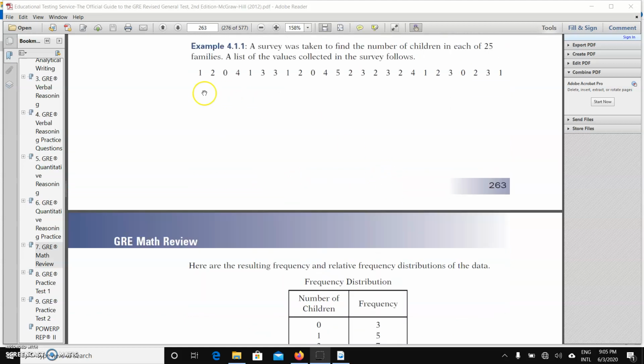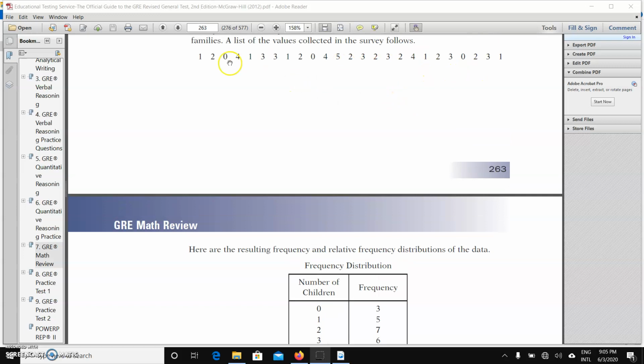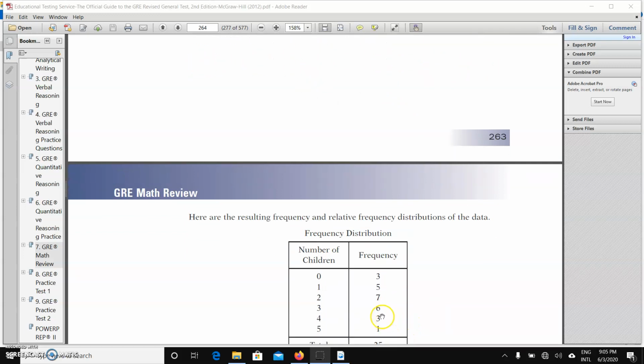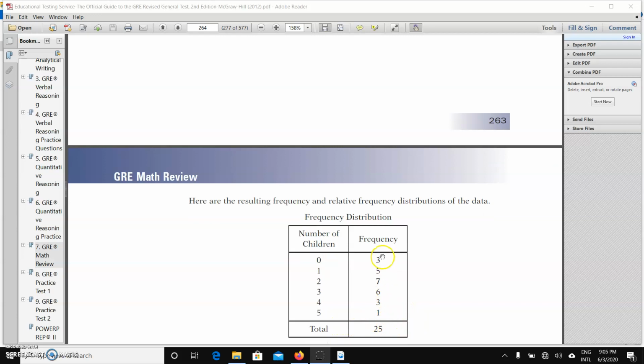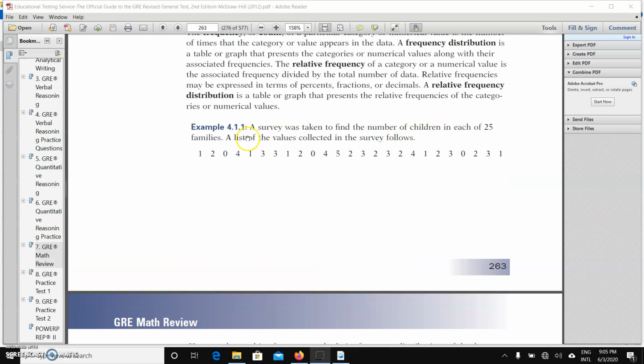So they wrote the numbers out and then the frequencies, the number of times each appears. According to this distribution, 0 appears 2 times. You count this here, 1, 2, 3. That's what 3 is here. 1 appears 5 times. 2 appears 7 times. 3 appears 6 times. 4 appears 3 times, and 5 appears 1 time. By the time you add this together, you're going to have 25. That's the frequency of that distribution. If you add the whole frequency together, it's going to be 25. So that's the number of children in each of 25 families.